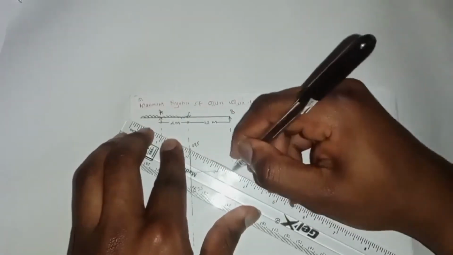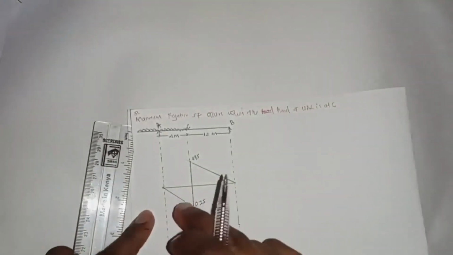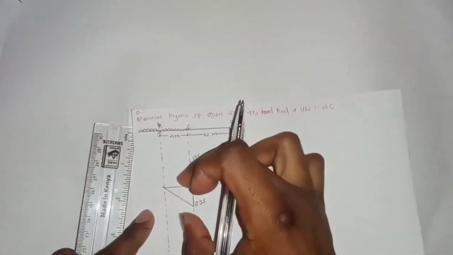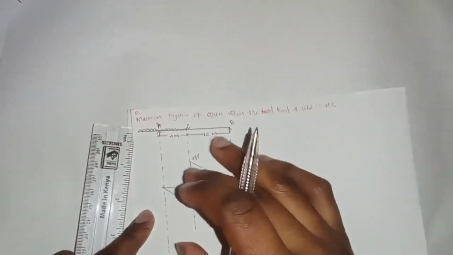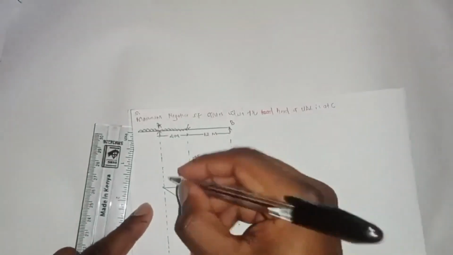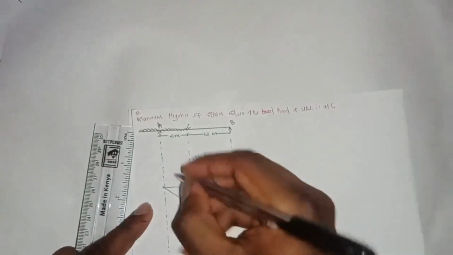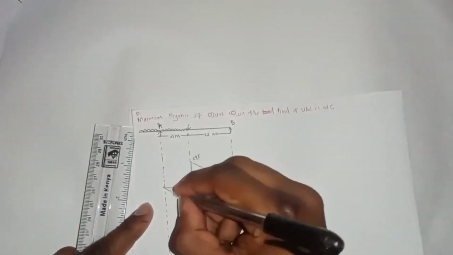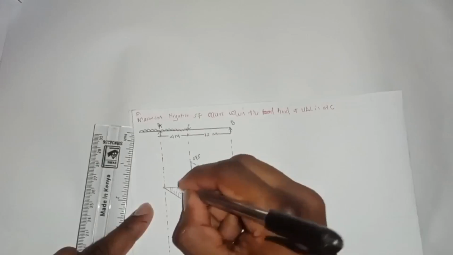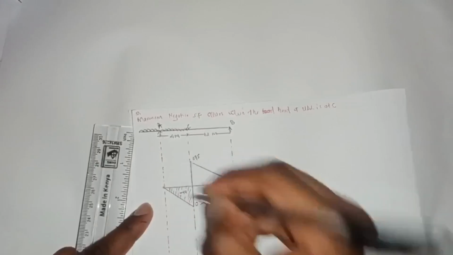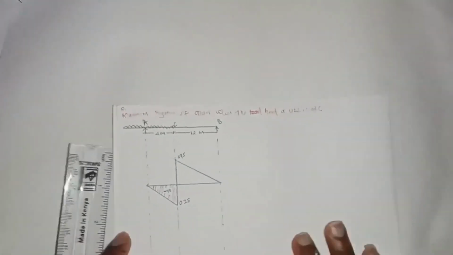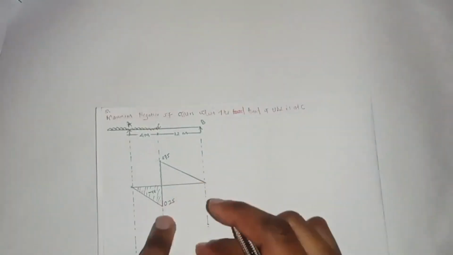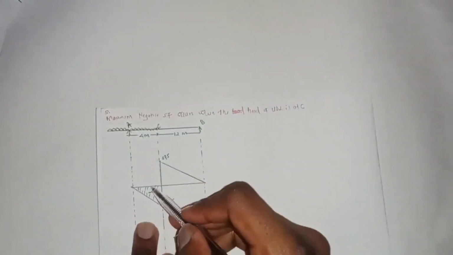This is how it's supposed to look. This is the area that we are supposed to work on, and this is the maximum. This is the maximum negative shear force that we should calculate using this triangle here. I shaded it, so it is going to look like this, and we have the base and the height.